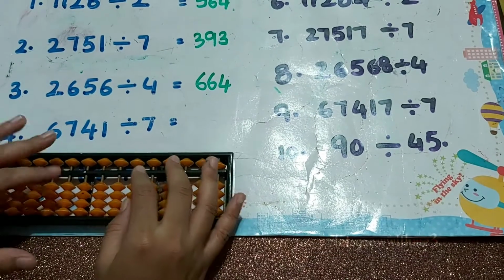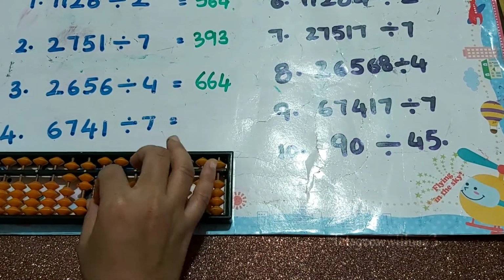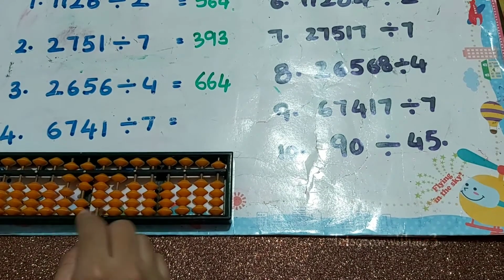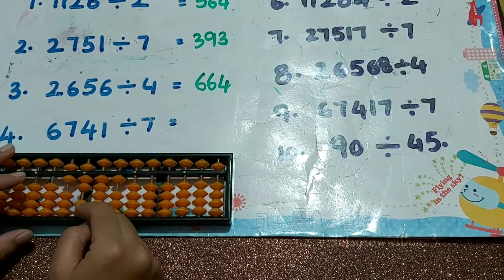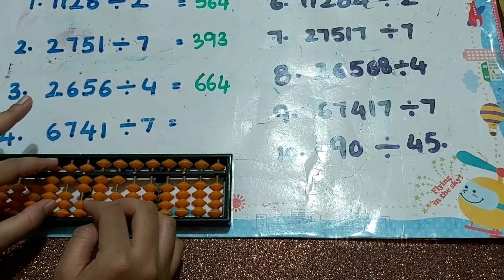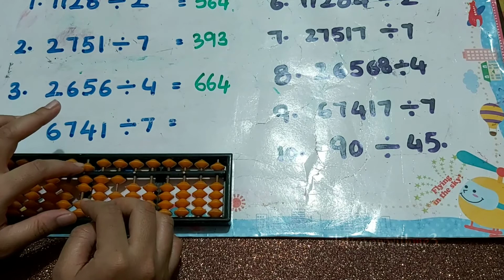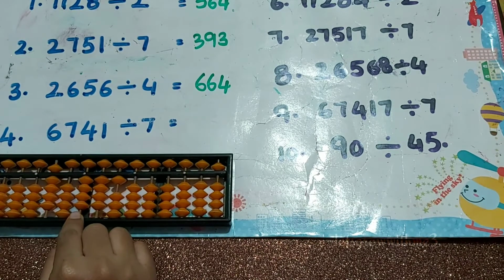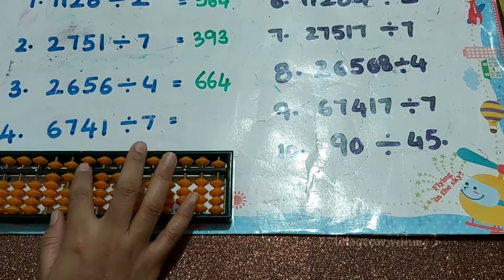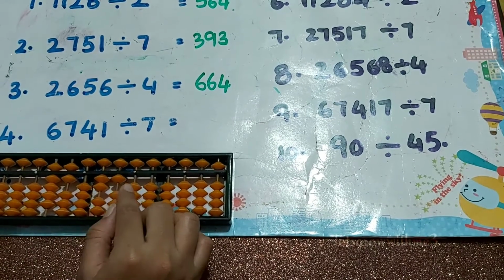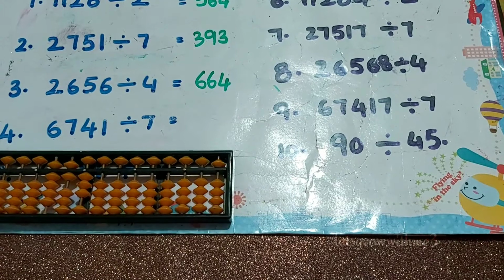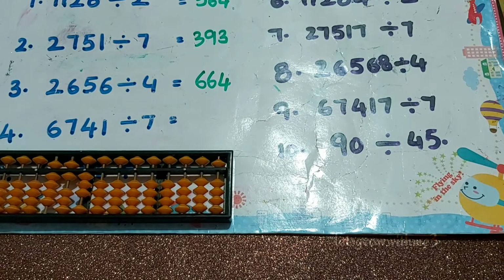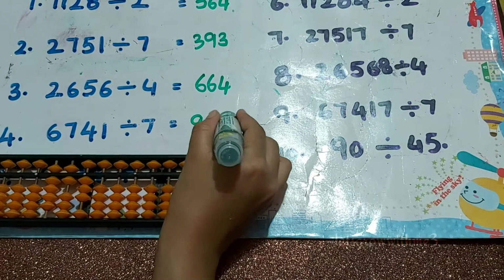Next one, 6741. Same, we must start with the 10th place. Again we should consider 67, so 7 9s are 63, remove 63 from 67, then you will get 4, 44. 7 6s are 42, so 6, and remove 42 from 44. So the next dividend is 21, 7 3s are 21, remove 21. Now the answer is 963.